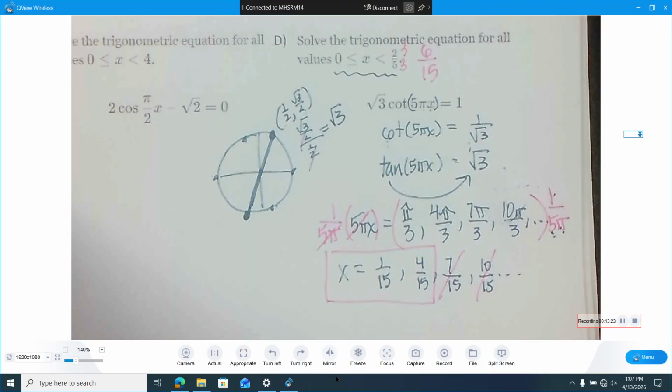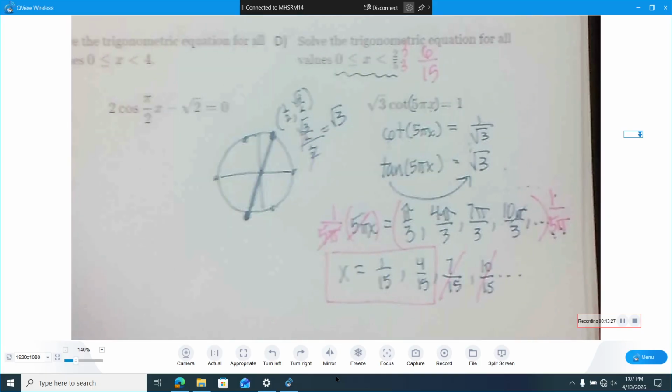More unit circle work there. Okay? Nice. This is good, huh? That was all right. How long was that? 13 minutes.